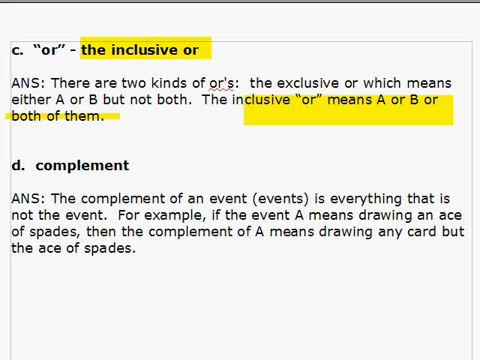A complement. Okay. Complement is everything in your universal set, in all your events, that is not the one you're talking about. For example, if I talk about rolling a 3, the complement of that is to roll anything but a 3: 1, 2, 4, 5, and 6.